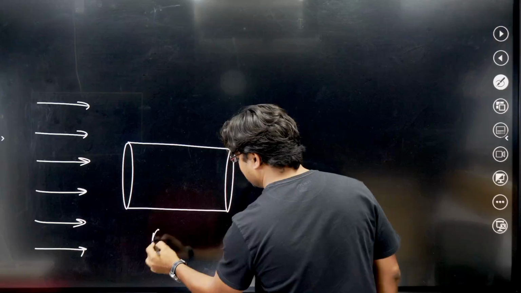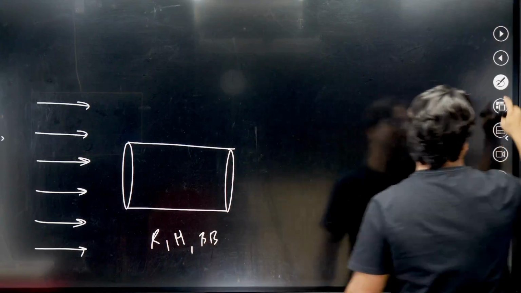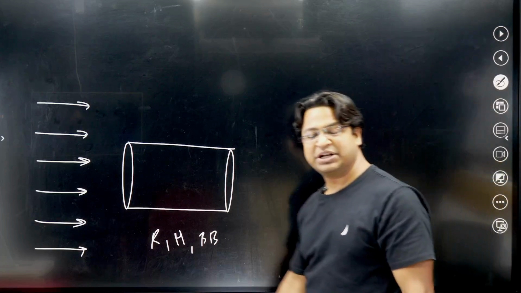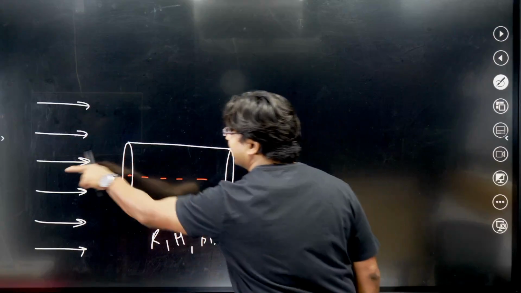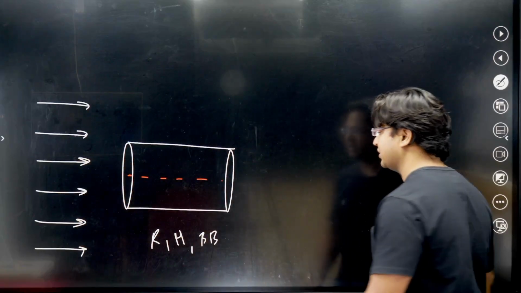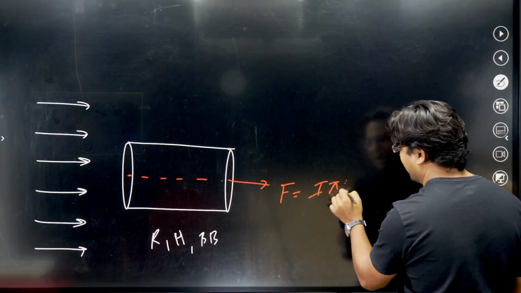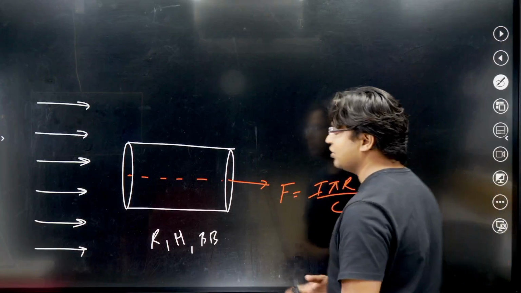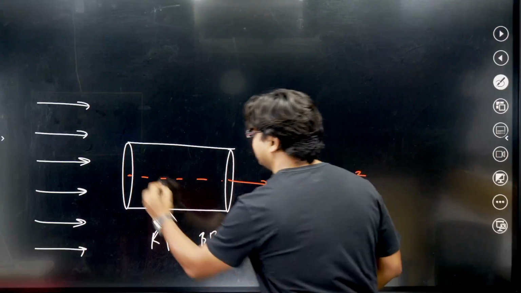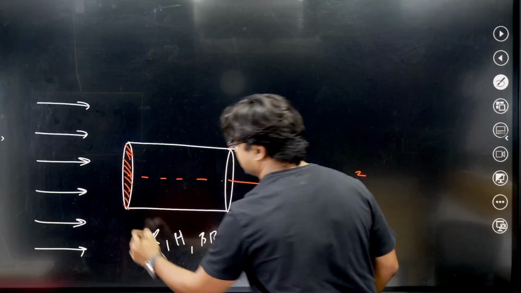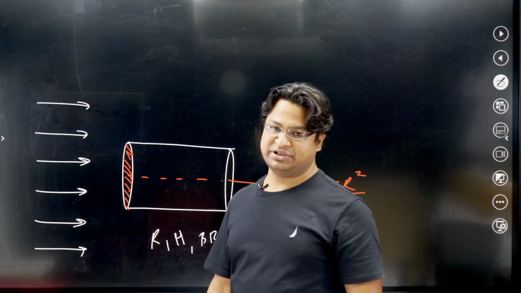Okay, radius r, height h, and it's a black body. Can you tell me the direction and the magnitude of the force, everyone? Well, the force axis is parallel to the direction of the incident rays. It would be I pi r square by c, because if you notice, in this case the shape of the shadow would be a circle, and this would be the region responsible for blocking the light. So the force would be this.